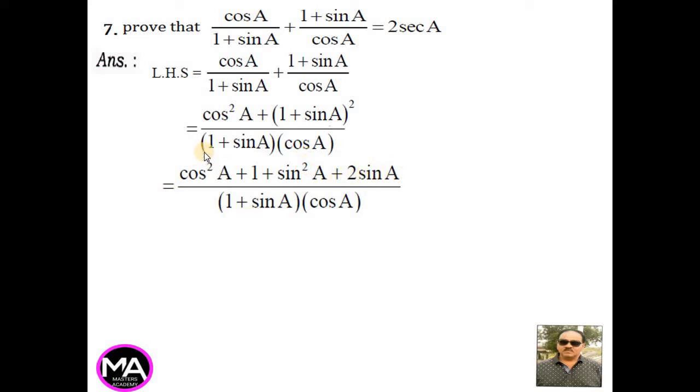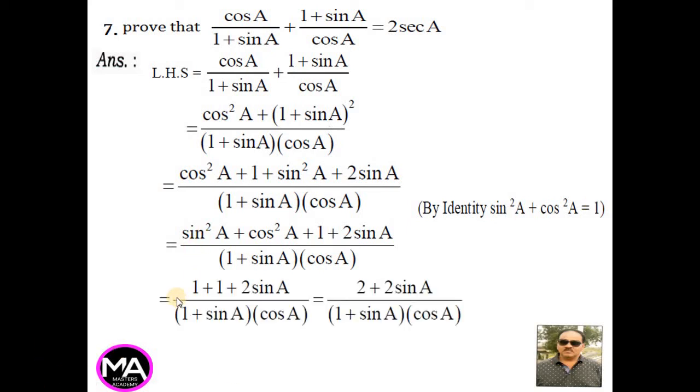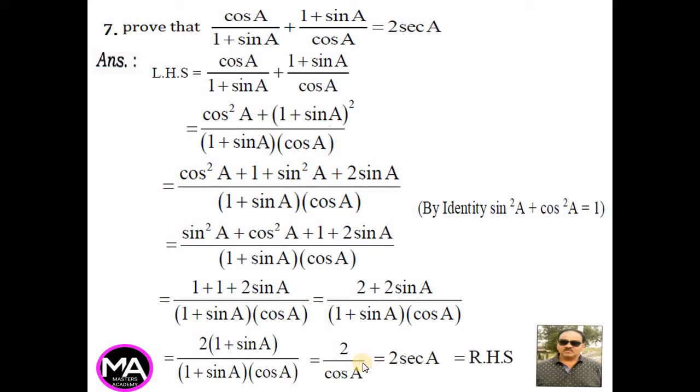A, divided by 1 + sin A into cos A. That is sin square A + cos square A + 1 + 2 sin A divided by 1 + sin A into cos A. We know by the identity sin square A + cos square A is equal to 1, that is 1 + 1 is 2 + 2 sin A divided by 1 + sin A into cos A. Taking 2 as common in the numerator, 2 of 1 + sin A divided by 1 + sin A into cos A. 1 + sin A and 1 + sin A get cancelled, 2 divided by cos A, that is 2 as it is, 1 by cos is nothing but secant A, 2 secant A.